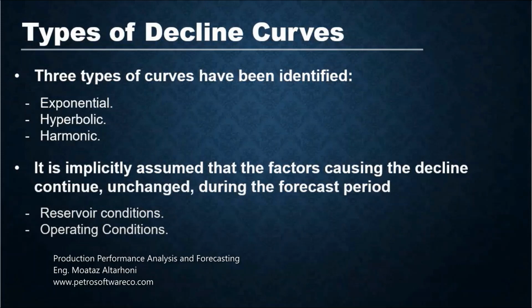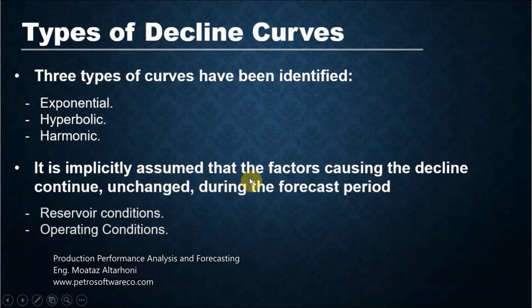Here there are three types of decline curve analysis methods. The three methods are, first of all, exponential, hyperbolic and harmonic. We will see these three methods. Each method has a mathematical equation applied for a specific condition to give us a prediction of performance, to predict the future performance and estimate the reserves.